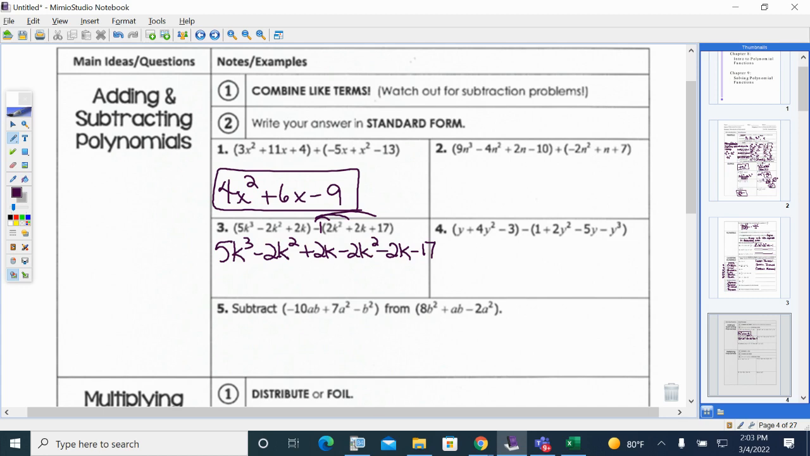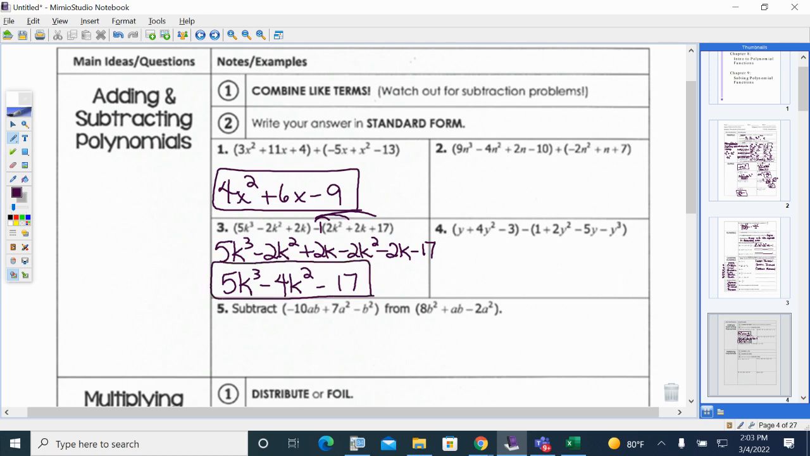The largest exponent is 3. There's only 1 of them, so I'm just going to bring down that 5k cubed. For my squares, I have a negative 2k squared minus another 2k squared, which gives me negative 4k squared. Then your k's, 2k minus k is going to cancel out. They're going to subtract out, and then the minus 17. So your answer here is 5k to the third minus 4k squared minus 17.